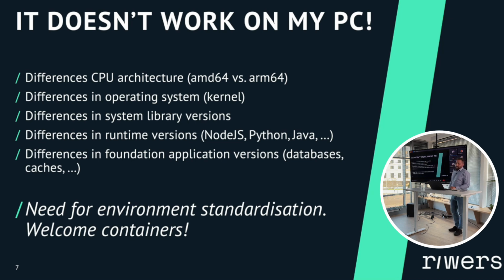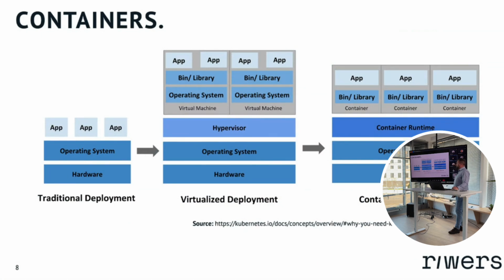And then we get to the runtime. So there are the virtual machines which run your applications with Node.js, Python, Java. And you have differences in application versions, like databases, caches. Yeah, there are a lot of things that could go wrong. So that's why we have containers. But to begin with, what's the difference?